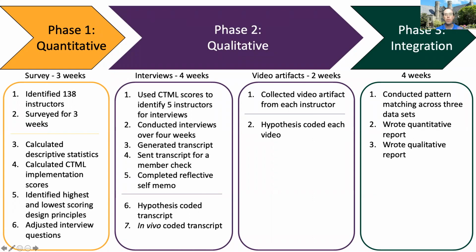I collected data from three sources: a survey of 17 questions, which I then used to identify the 5 instructors who were best implementing the CTML design principles. I then interviewed those 5 instructors and collected a video artifact from each of them for analysis. The 11 CTML design principles were the codes during the qualitative analysis, which let me anchor the data in the theoretical framework and create opportunities to connect the data sets via triangulation.